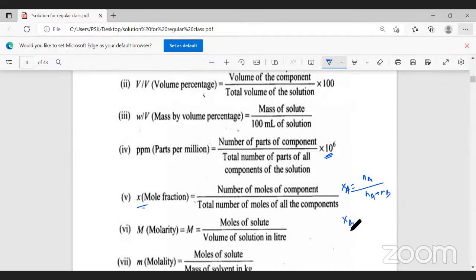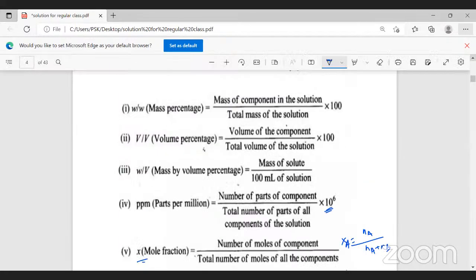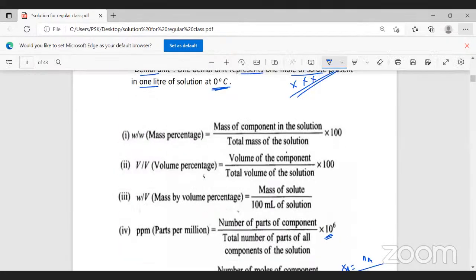Excuse me, sir. Yes, ma'am. Sir, will you please send that formula list in the chat box? I don't know how to do it, ma'am. Is it possible, sir? Or else send it to me through WhatsApp, sir. I'll do that possibly, ma'am. Okay, sir.